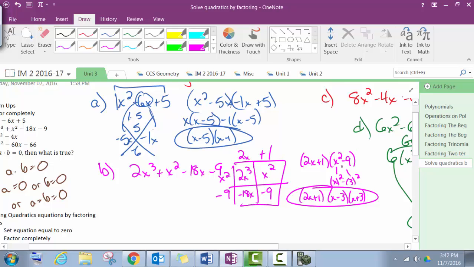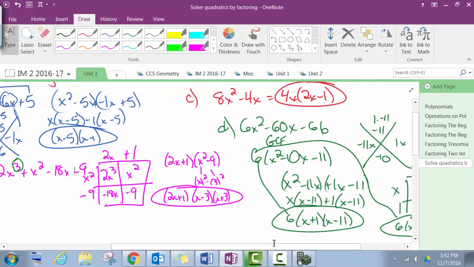But this is a difference of squares. It's subtraction, and both of those are squared things, x squared and 3 squared. So it's x minus 3 and x plus 3, so we have 3 things. And we should have noticed, because we have x cubed.